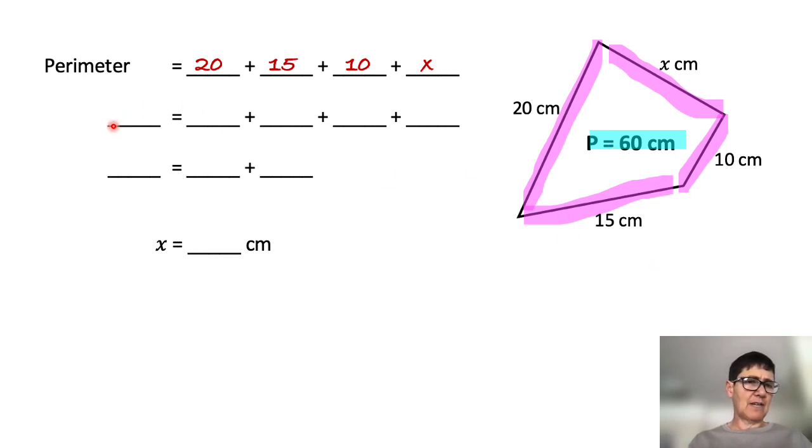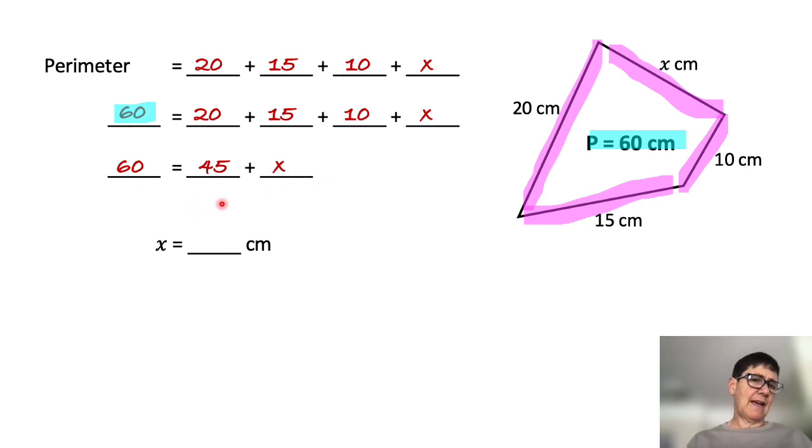So over this side of the equation, I'm going to write 60, because the perimeter equals 60. So I've got it all the same, but now I've just got 60 out the front. I'm going to collect these numbers here because they're like terms, they're just numbers. I'm going to collect them all together, simplify what I've got. 20, 30, 35, 45. So I've got 60 equals 45 plus x.